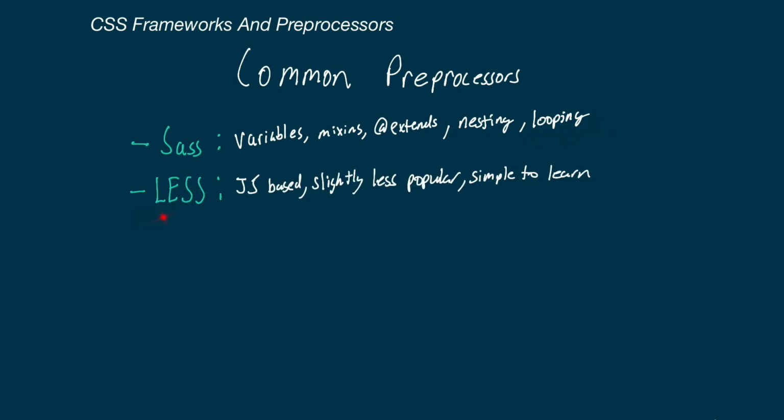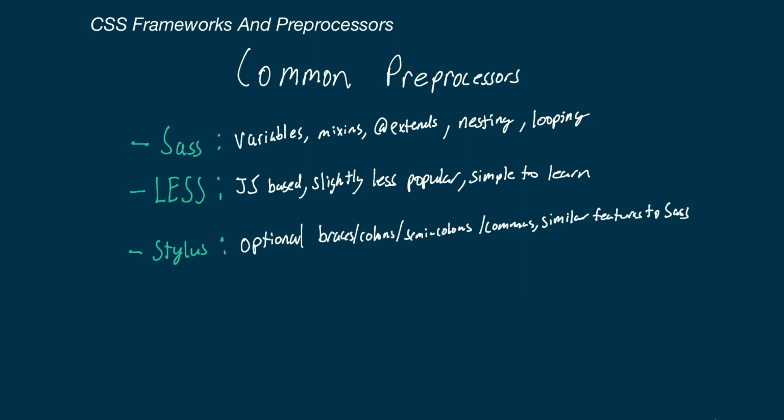Less is very similar to Sass, although it is a bit less popular of an option. Arguably the biggest difference between the two is that Sass uses Ruby, while Less is written in JavaScript. That said, the more important differences will be the syntax, because largely they have very similar features, just with different syntax for how you write the code to use those features.